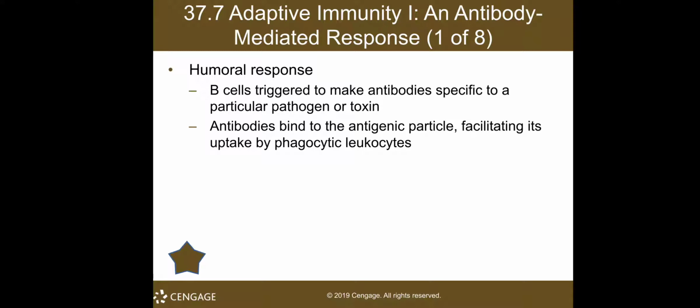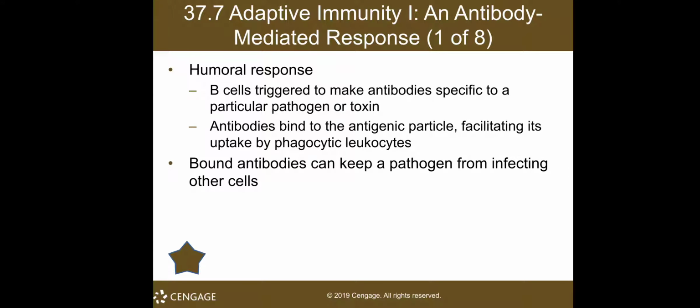In the previous discussion, before we ended, we saw how the cells interact with an antigen. You have the cells engulfing the bacteria, breaking them down, and taking parts of that bacteria and presenting them outside. The B cells also do that. They engulf the pathogen, the antigen, and then they create antibodies that are specific to that pathogen or toxin that they engulf. So antibodies bind to the antigenic particle, facilitating its uptake by phagocytic leukocytes.